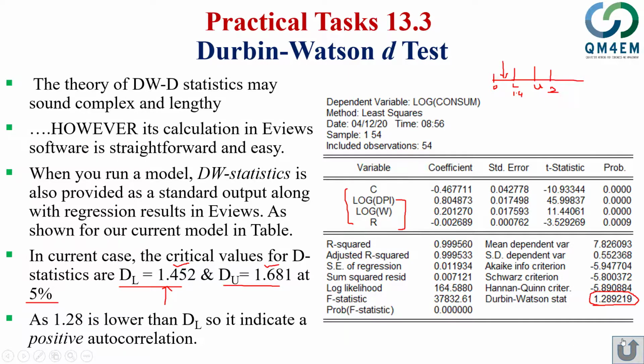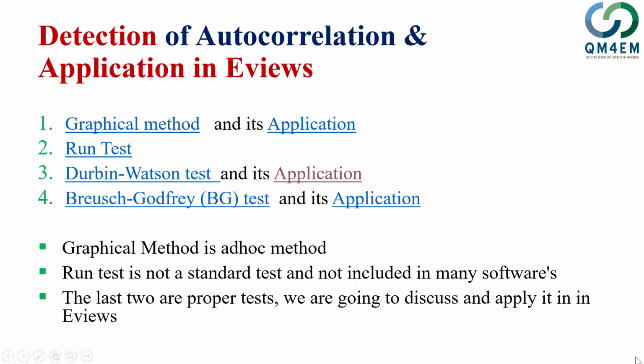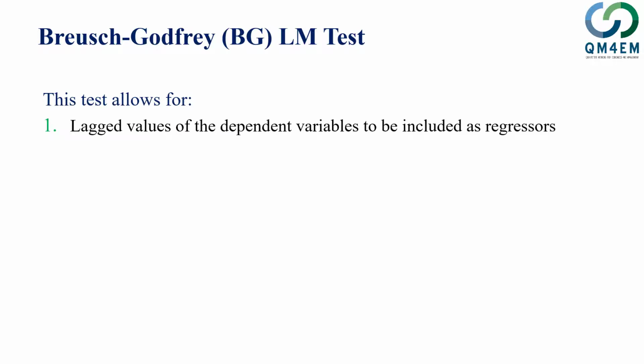Durbin-Watson being discussed in detail, the next topic is the Breusch-Godfrey BG test, its theory and its application. So let's discuss that. The BG test is also called the LM test. This test has certain advantages over the Durbin-Watson D statistic test. It allows us to introduce lagged values of the dependent variable as an explanatory variable. If you recall the assumptions of the Durbin-Watson D statistic test, that was not allowed in the D statistic test. So that's the advantage of the LM test.